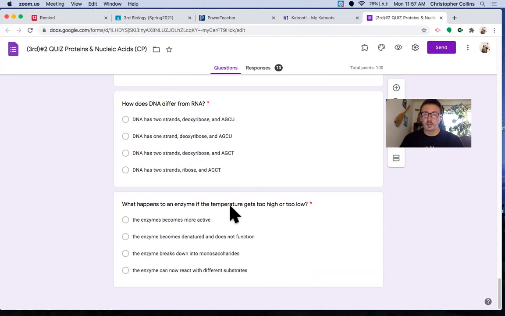What happens to an enzyme if the temperature gets too high or too low? It simply becomes denatured and does not function. Okay.